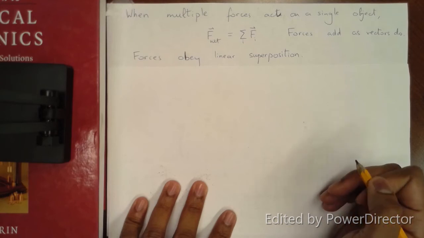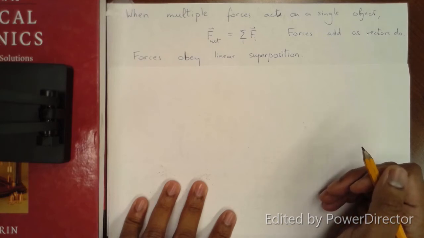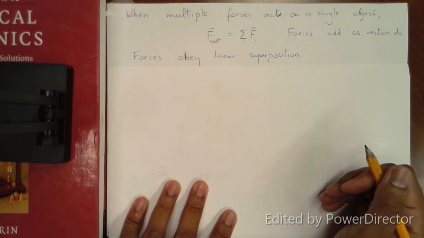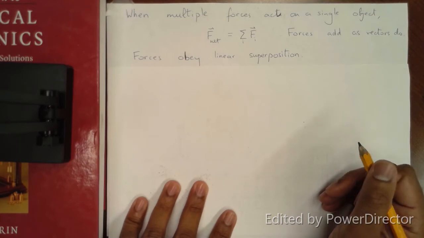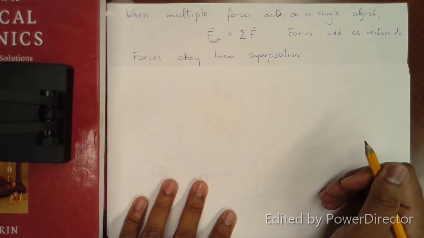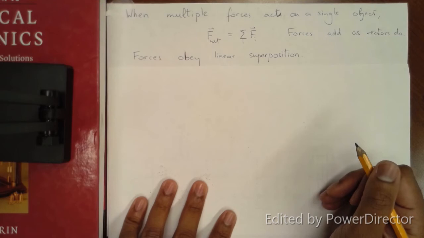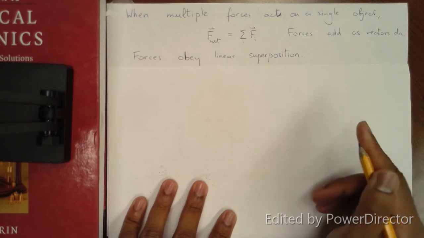In other words, there is a difference between adding the electric fields and then squaring them, or squaring the electric fields and then adding them. That is an example where linear superposition fails. But what we are saying is that forces do obey linear superposition, and they add as vectors do.